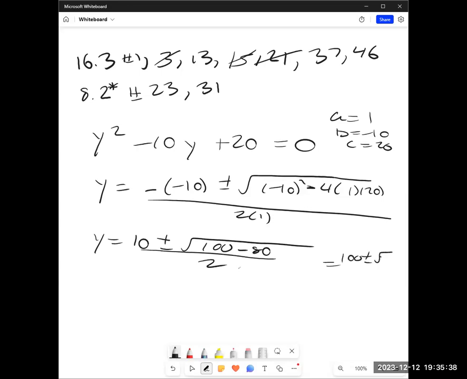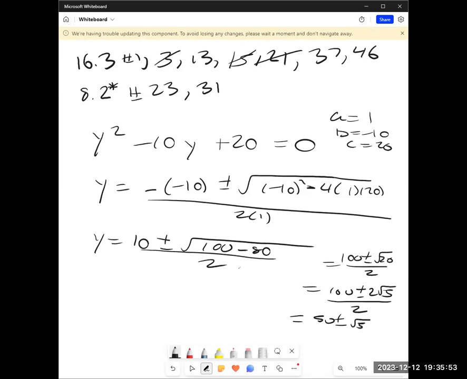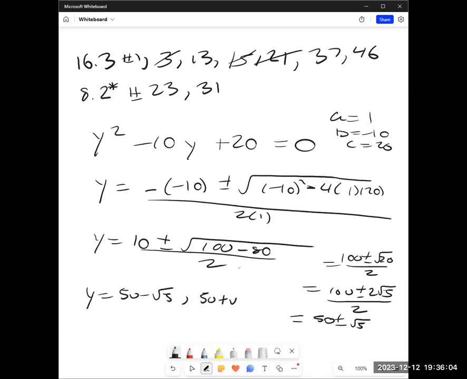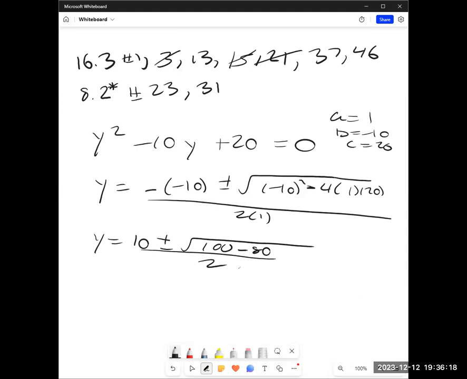10 plus or minus root 20 over 2 is 10 plus or minus 2 root 5 over 2 is 5 plus or minus root 5. Okay, so y equals 5 minus root 5 and 5 plus root 5. So far we've gotten everything has 2 irrational answers to it because we've had square roots that are left. We might get something different here in just a little bit.